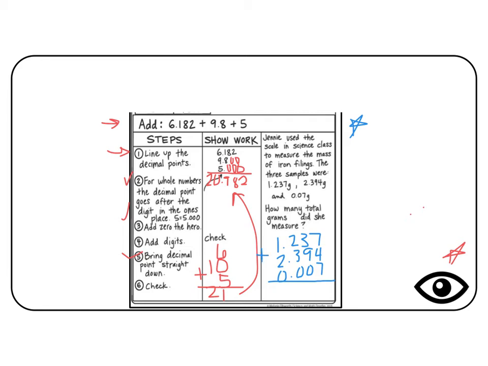7 plus 7 is 14, 14, 15, 16, 17, 18, so 8 carries the 1. 9 plus the 1 we carried is 10, plus 3 is 13. 3 plus 2 is 5, plus 1 is 6, and 1 plus 2 is 3. Then we drop the decimal straight down. Great job so far, fifth graders. Let's keep going.